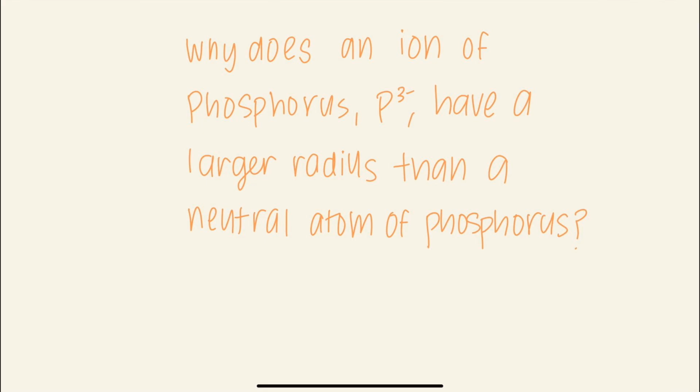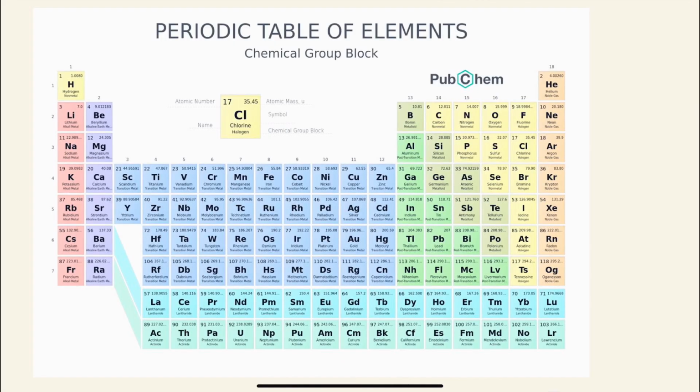Why does an ion of phosphorus with a charge of -3 have a larger radius than a neutral atom of phosphorus? So pause the video and try to figure it out. Let's look at the periodic table. Remember that if something has a negative charge, it's an anion. It has become an anion by gaining 3 valence electrons. We gain 1 valence electron to become isoelectronic with sulfur, and then another electron, and then 1.